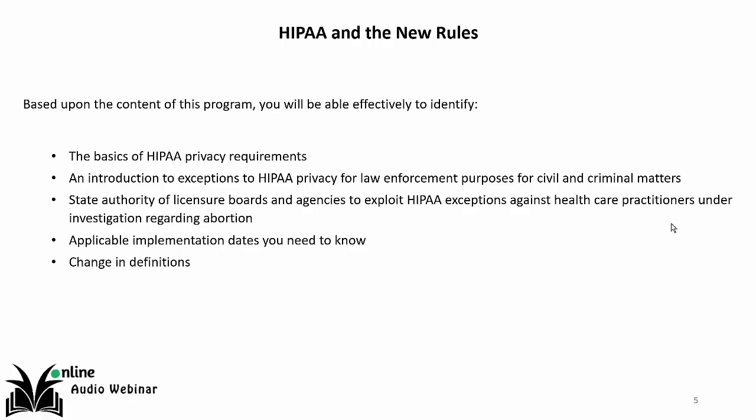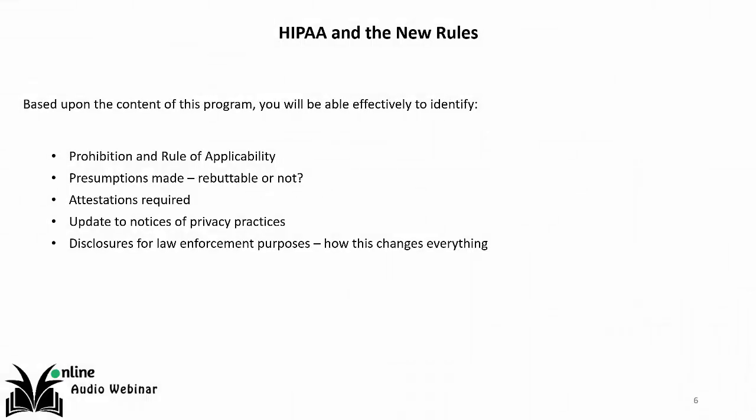We will review the change in definitions, which broadened and created more definitive confidentiality and protections for reproductive health records, including abortion. We will discuss the general prohibition and the required rule of applicability and how it raises presumptions, and ask whether they are rebuttable presumptions or not. We will review the attestations required by the new law, an update to notices of privacy practices, and we will discuss how this dovetails into the disclosures for law enforcement purposes, how this changes everything.